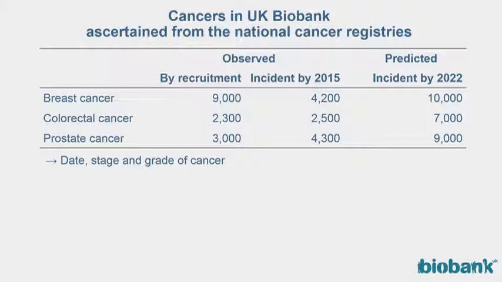So just to give you some quick examples, cancers in the Biobank ascertained from the National Cancer Registries. You can see here for 3 of the commonest cancers, the numbers that were observed in the cohort by the time of recruitment, incident numbers emerging by 2015, and then predicted to occur by 2022, with information from the registries on date, stage, and grade of cancer.